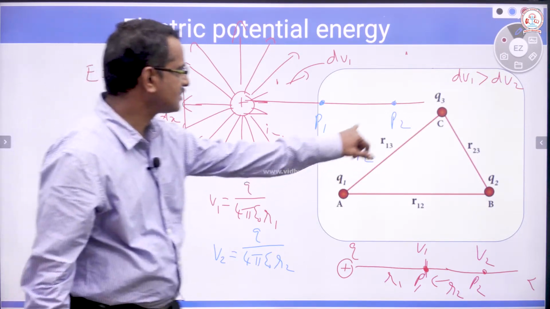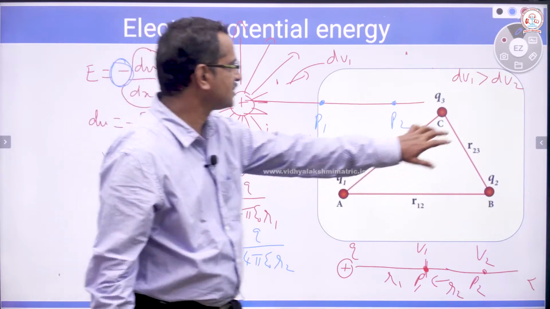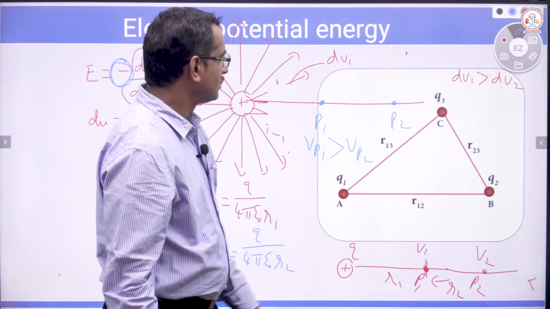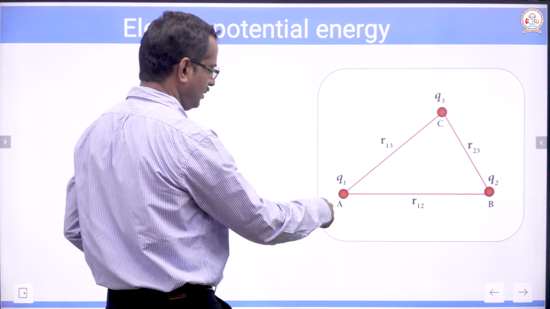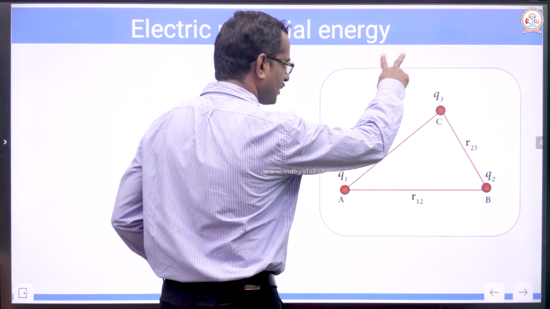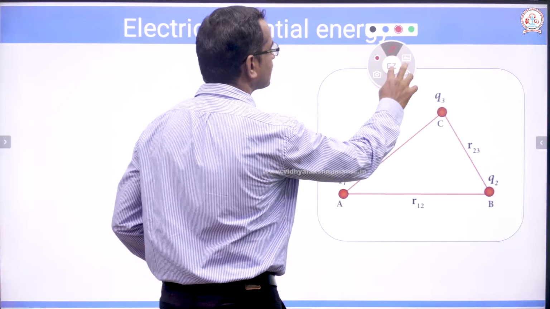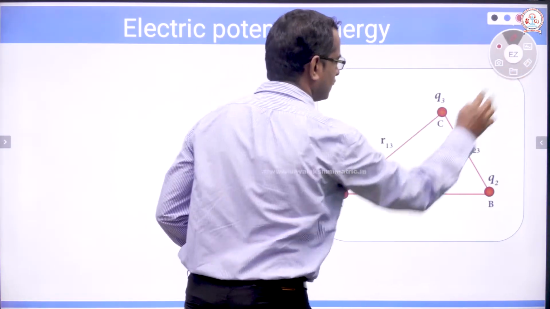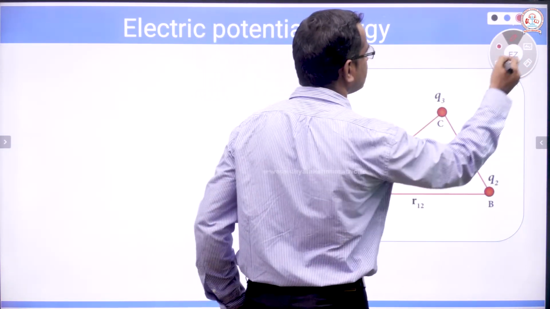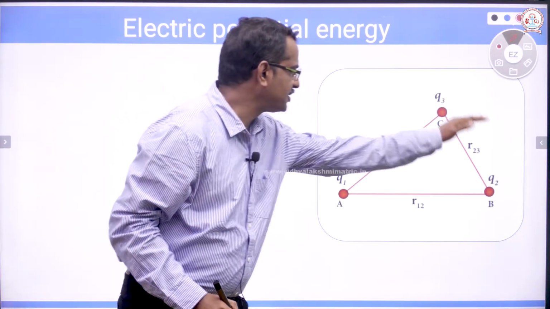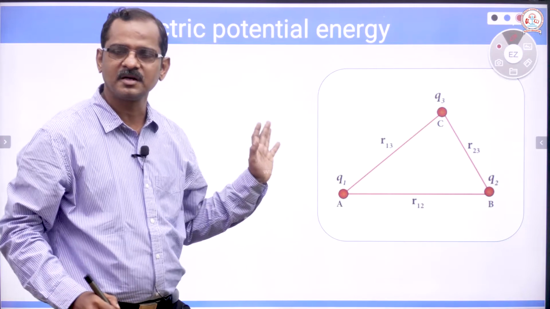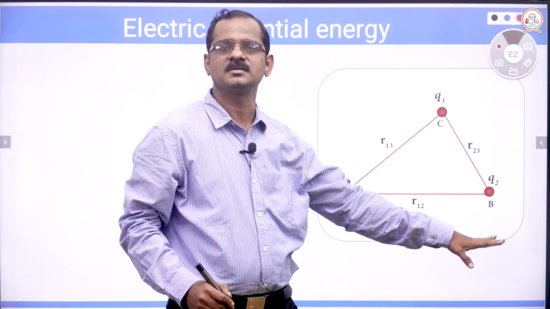Now let us discuss electric potential for this system of charges. Imagine at A Q1 is there, at B Q2 is there, and at the point C Q3 is there. Now, what is the electric potential of this system of charges?